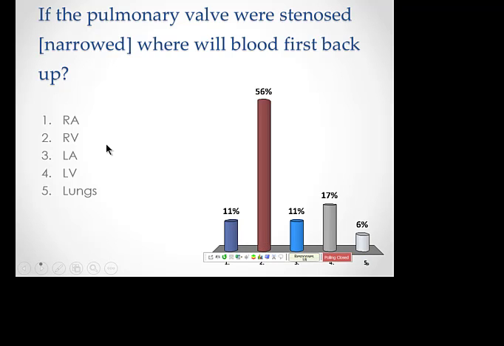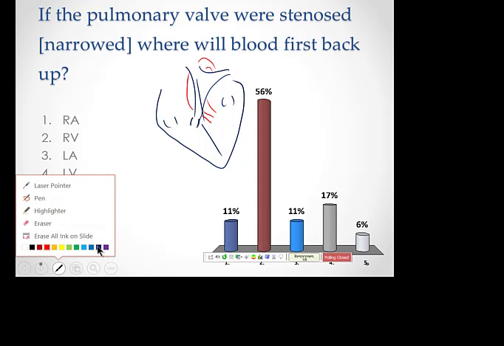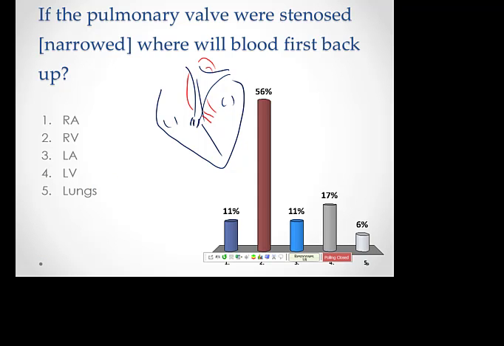Right ventricle, yes, very good. Right ventricle, again, really important. So just so that everybody understands, these are the atrioventricular openings. This is the pulmonary opening going into the pulmonary artery. And here is the aortic opening going into the aorta. So I said this was narrowed.